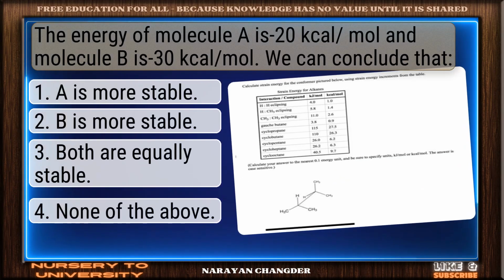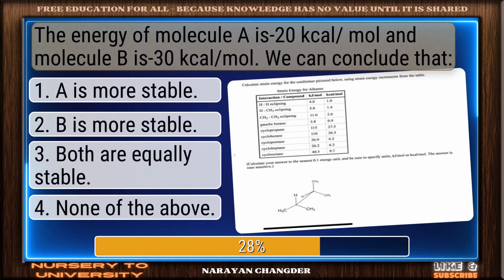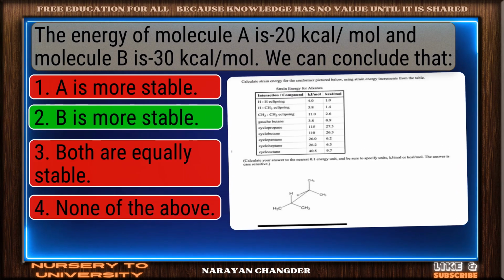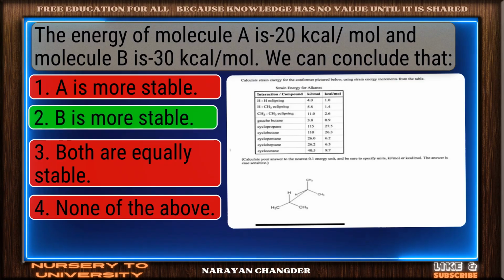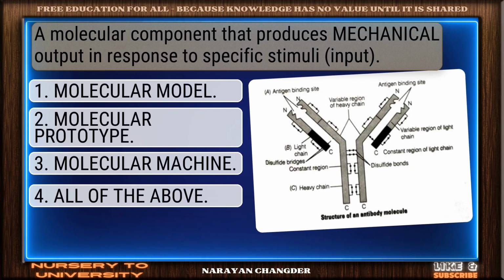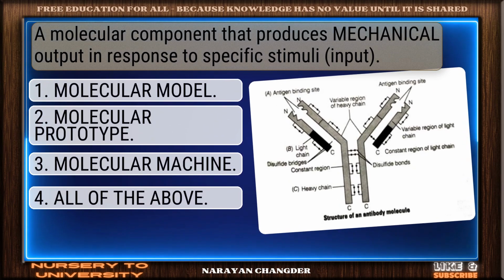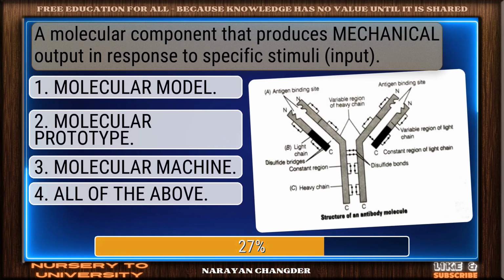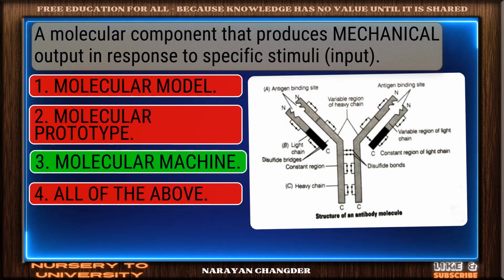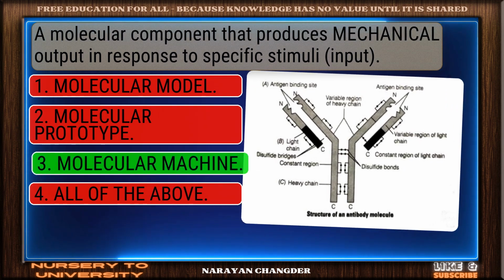The energy of molecule A is 20 cal/mol and molecule B is 30 cal/mol. We can conclude that... Correct. B is more stable is the right answer. A molecular component that produces mechanical output in response to specific stimuli. Right choice. Molecular machine is the best answer.